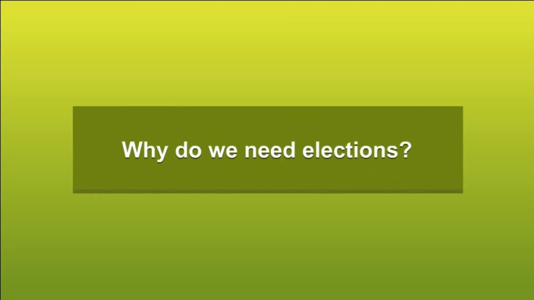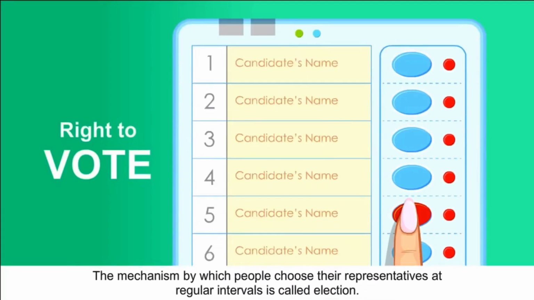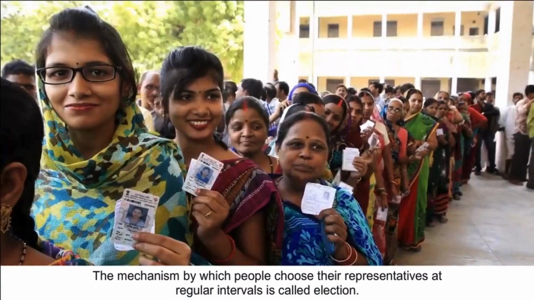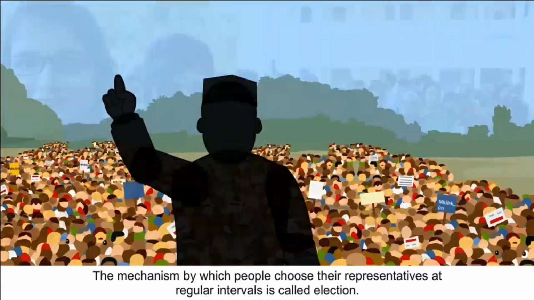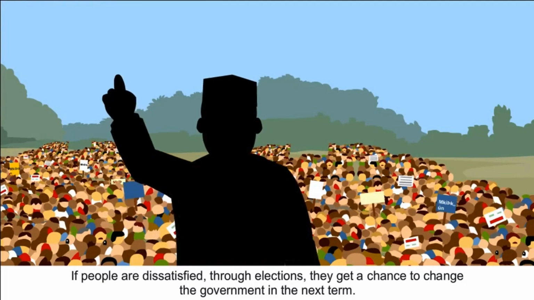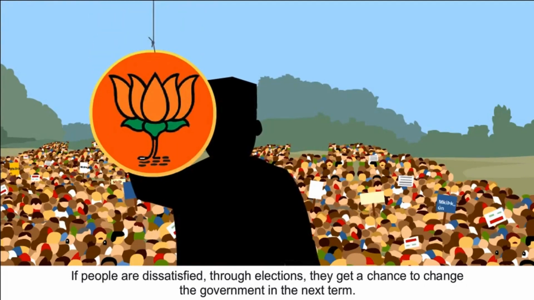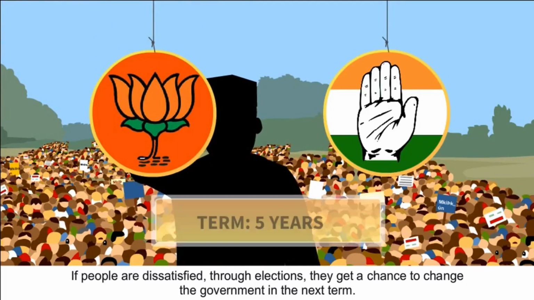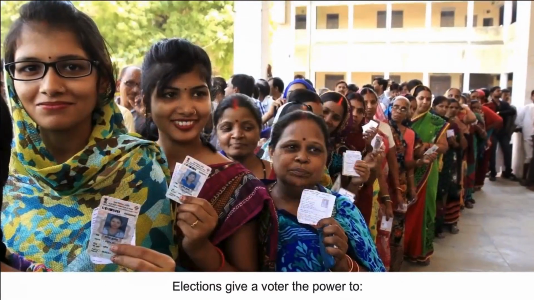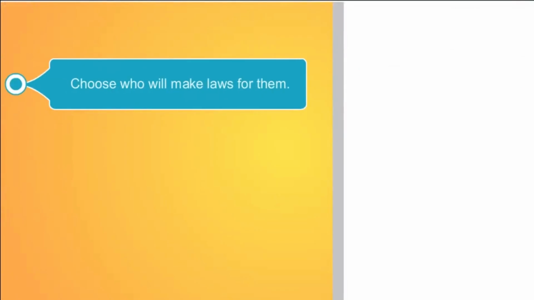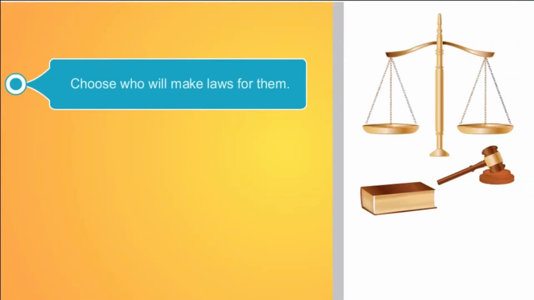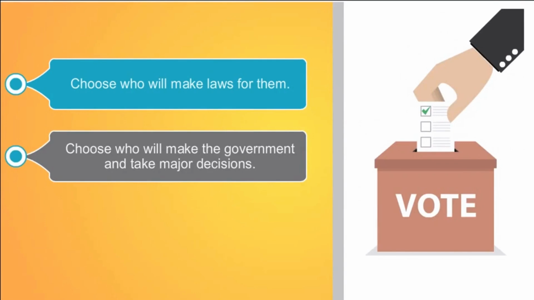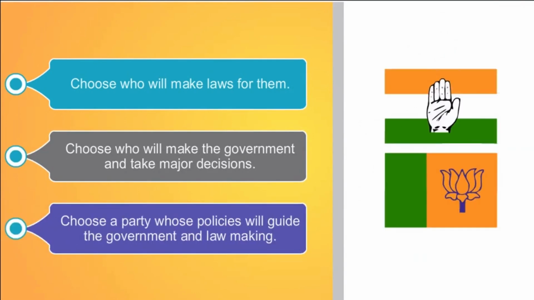Why do we need elections? The mechanism by which people choose their representatives at regular intervals is called election. If people are dissatisfied, through elections they get a chance to change the government in the next term. Elections give a voter the power to choose who will make laws for them, choose who will make the government and take major decisions, choose a party whose policies will guide the government and lawmaking.